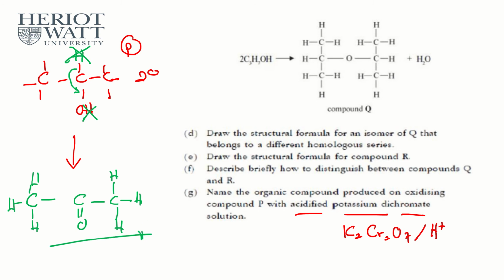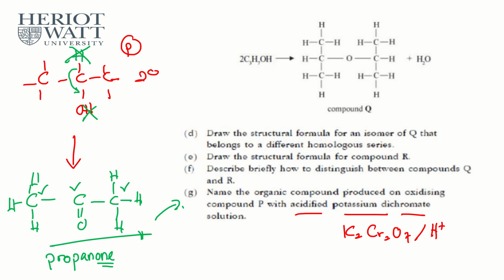All right. And they want you to name this ketone. How many carbons here? 1, 2, 3, right? So the longest is 3 carbons. So it's propanone, P-R-O-P-A-N-O-N-E. Okay. Ketone, propanone. So that is the answer for G.